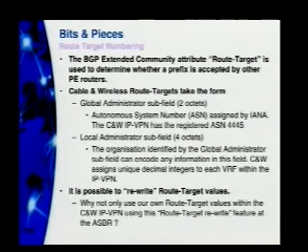Basically, the same applies for the route targets. The route target is an extended BGP community that is used within the IPVPN v4 address family, and it is used to determine whether a prefix is accepted by another PE or not. So, filtering.